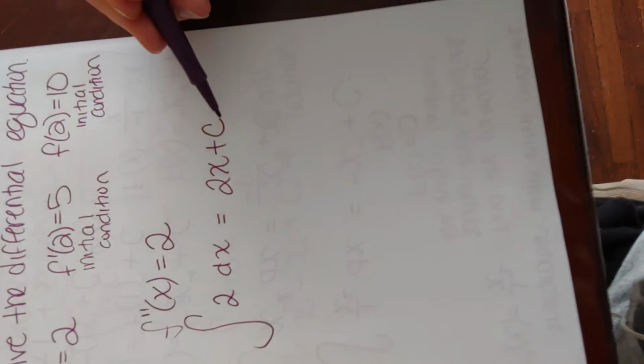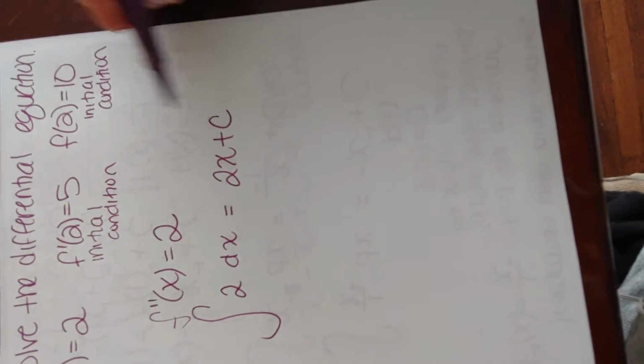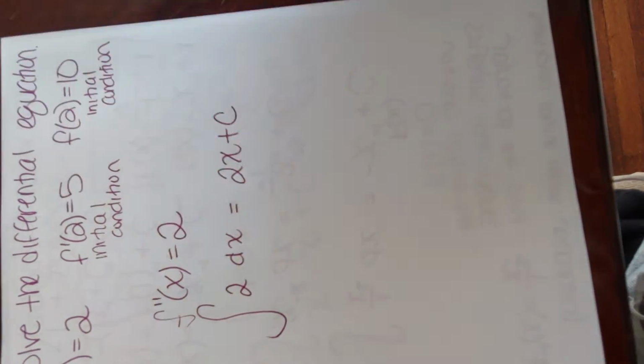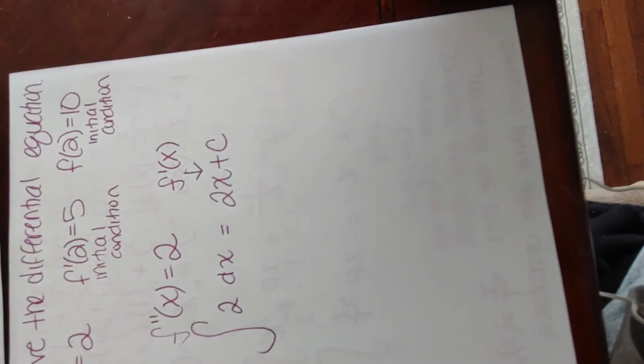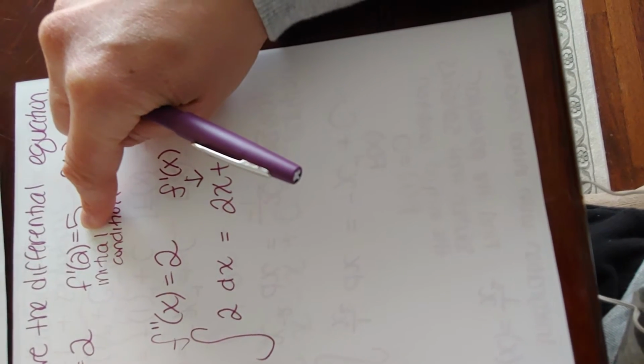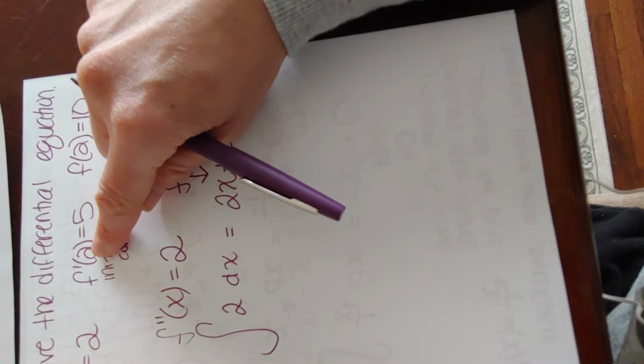Now, I need to know what the c value is, and I can find the c value because I know when I integrated the second derivative, I found the first derivative right here. I have the general solution for the first derivative, but I need the particular solution so that I can integrate it again and find the original function. So I'm going to use this initial condition right here. This says when I plug in 2 into the first derivative, I get 5.